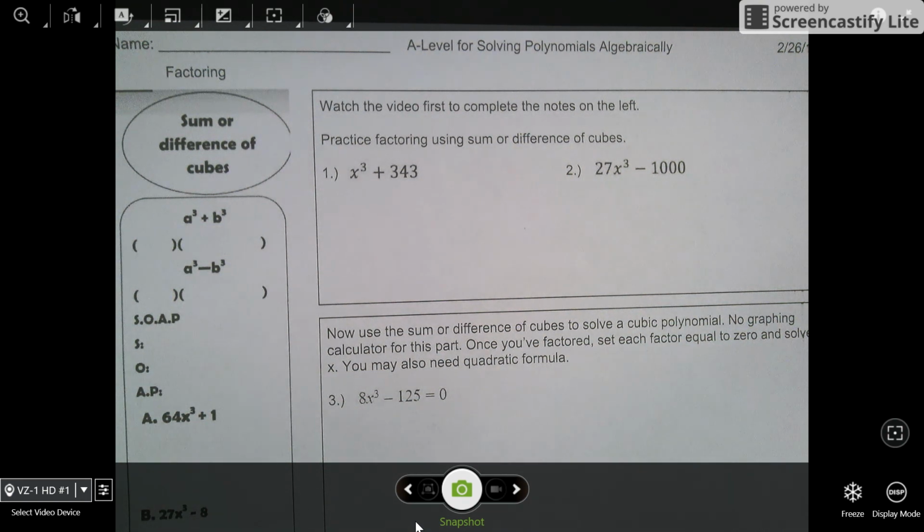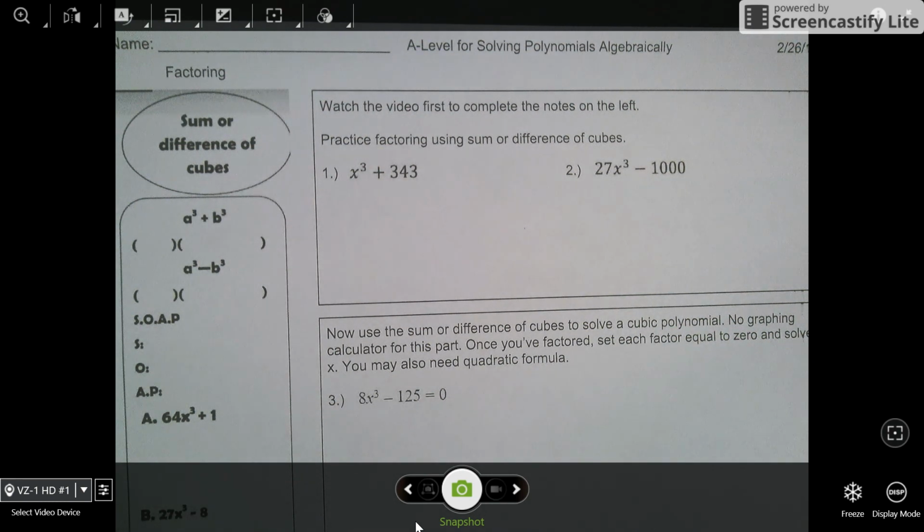Okay, I'm going to go over the sum and the difference of cubes, factoring them, and then you're going to set them equal to 0 and solve for them, just like we've done previously in the learning target. And then we're going to flip it over and we're going to do factor by grouping with 4 terms.